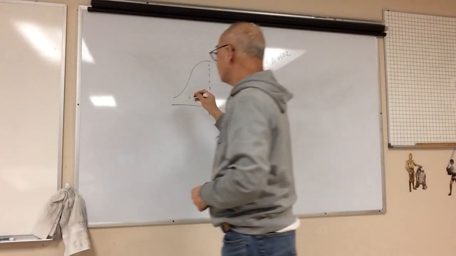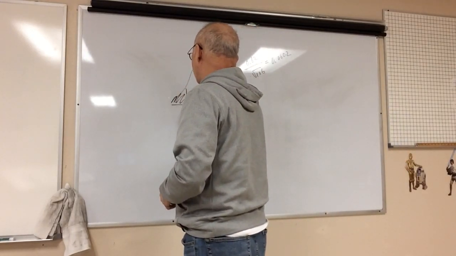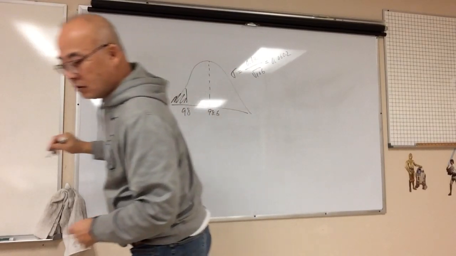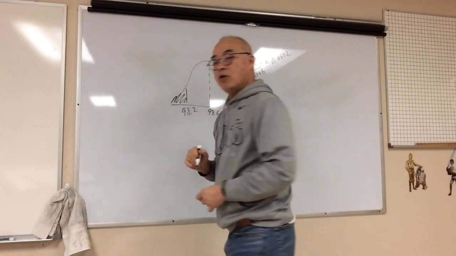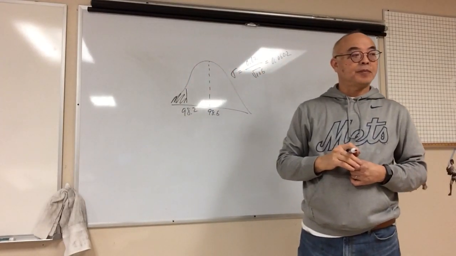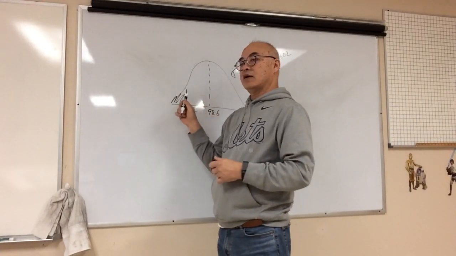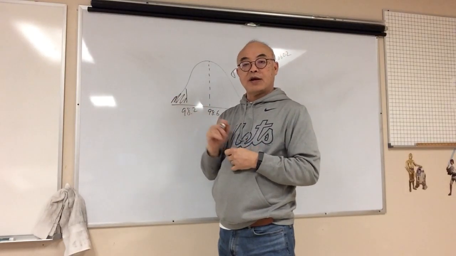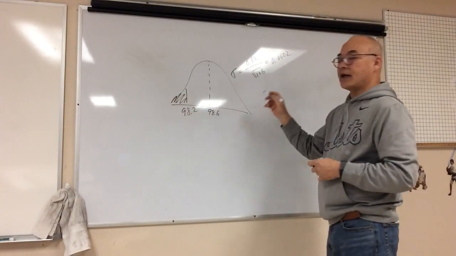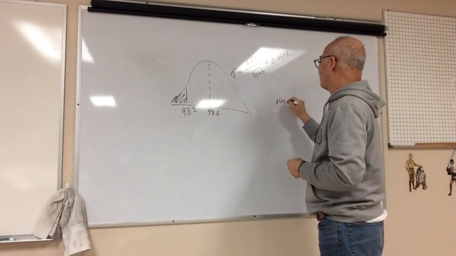Okay, so I want to find the probability when it's lower than 98.2. So if I did a sample, what are the odds that it'll be lower than 98.2? How would I find that? Norm CDF.